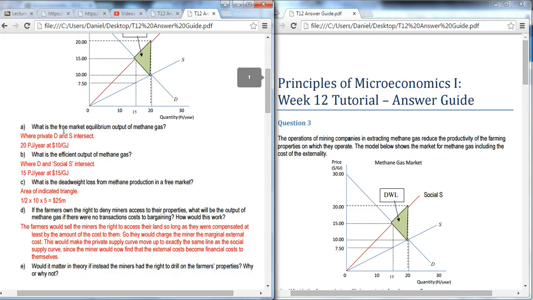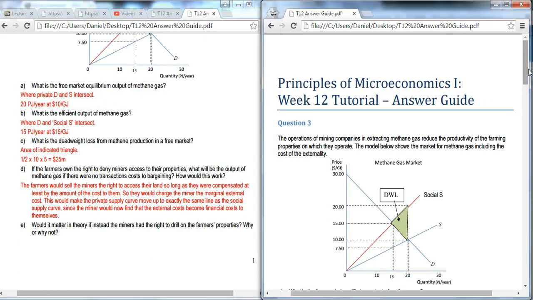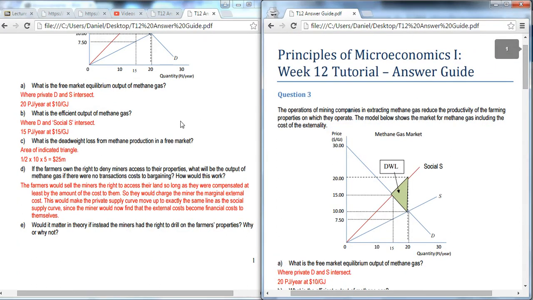And part A says, what is the free market equilibrium output of methane gas? So I'm going to look at the diagram now on the right-hand side and keep the questions on the left-hand side. Free market equilibrium output of methane gas is going to be simply where the marginal private benefit equals the marginal private cost. So the marginal private benefit is just going to be this demand curve here as we had before, and the marginal private cost, as I've explained, is going to be the cost to the miners given by the supply curve. So it's going to be where the private demand and supply curves intersect, or it's going to be 20 petajoules a year is going to be the quantity at $10 a gigajoule.